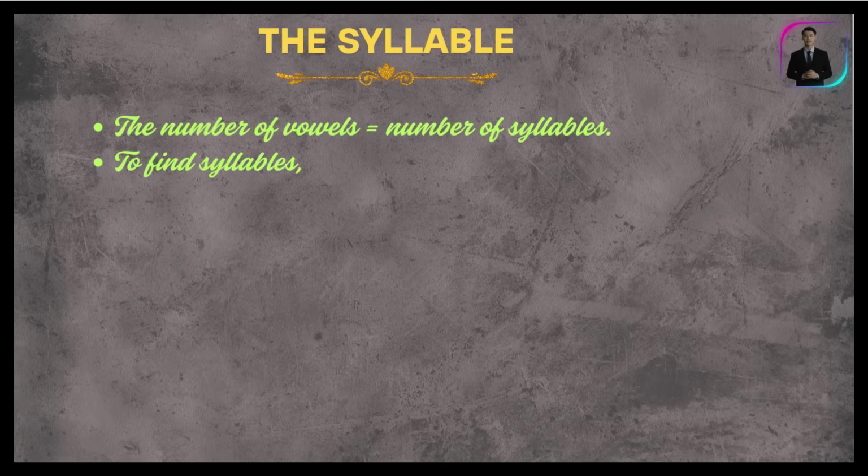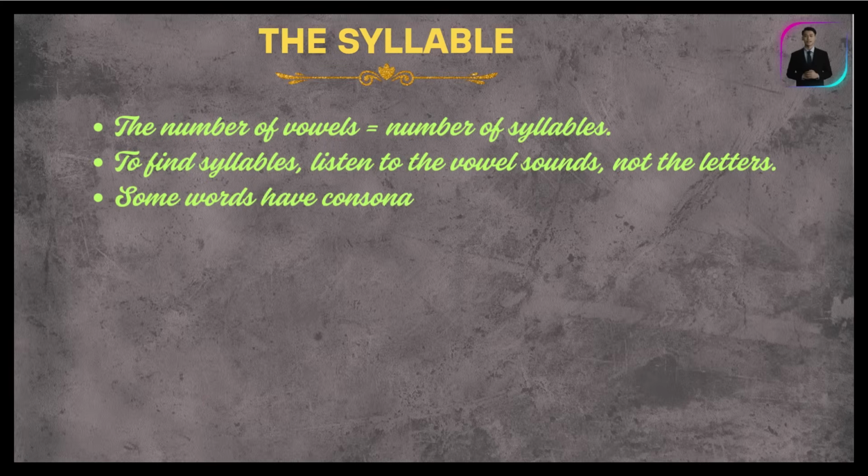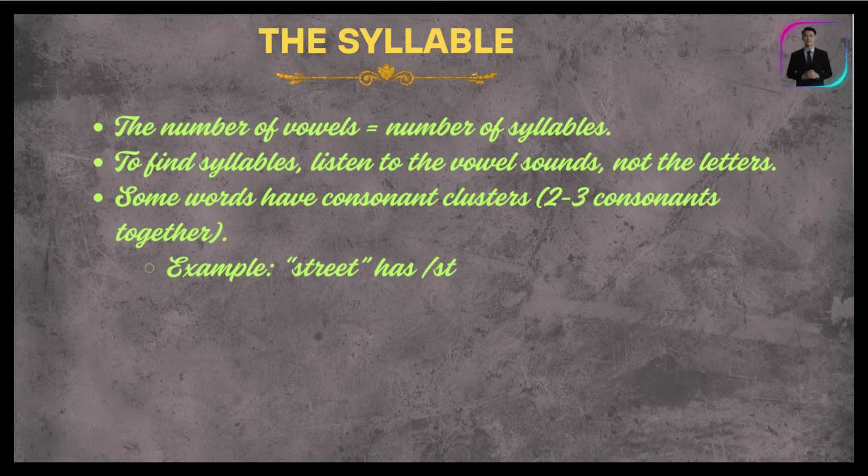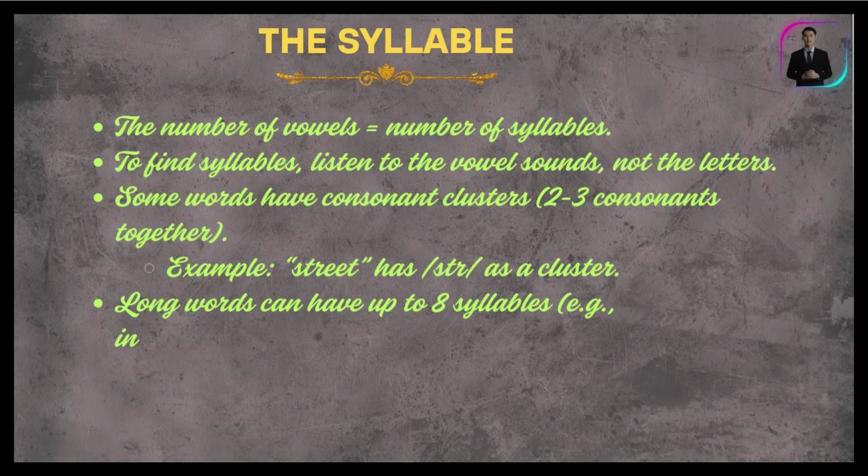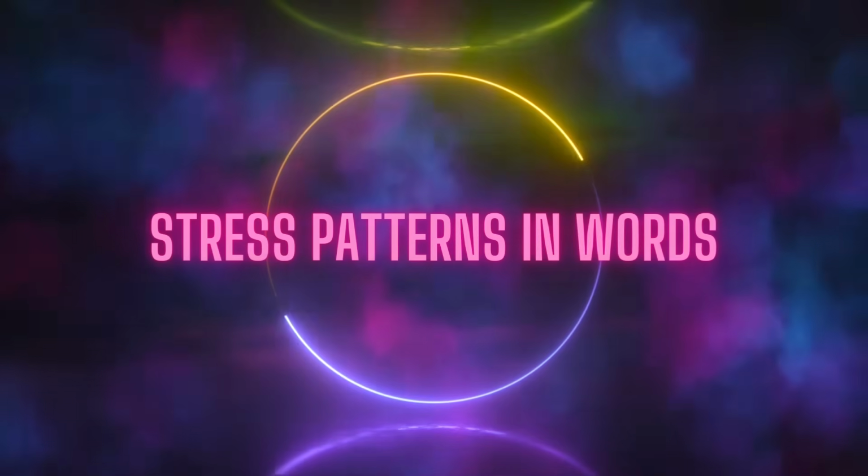To find syllables, listen to the vowel sounds, not the letters. Some words have consonant clusters, 2 to 3 consonants together. Example, street has str as a cluster. Long words can have up to 8 syllables. Example, internationalization.